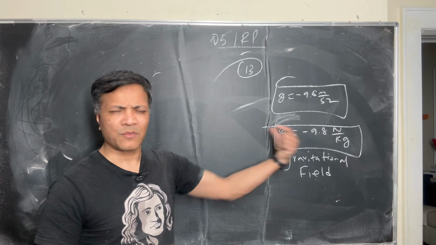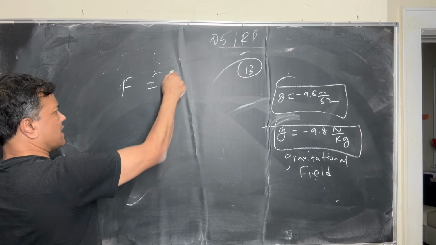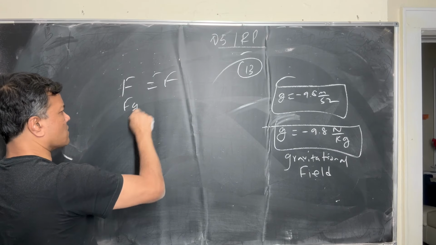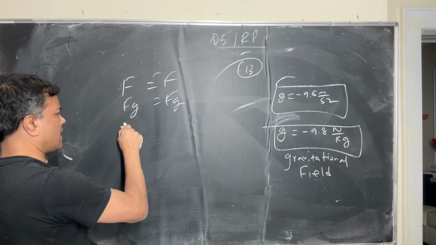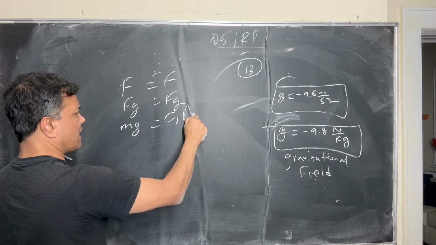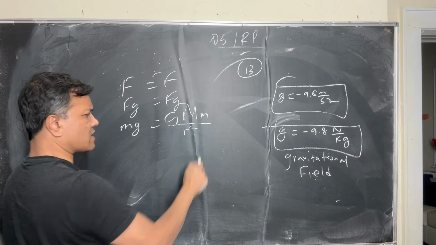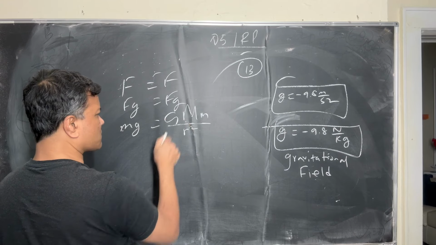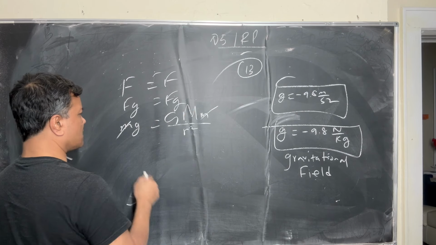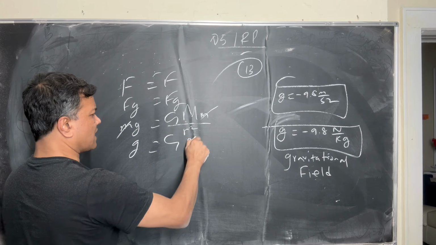Where did the equation come from? Here, F is equal to F. Nothing can go wrong with that. Fg is equal to Fg. Also nothing can go wrong with that. mg is equal to big G, big M, small m over r squared. Also nothing can go wrong with that, because this is Newton, this is Newton. Cancel. So g is big G, big M over r squared.